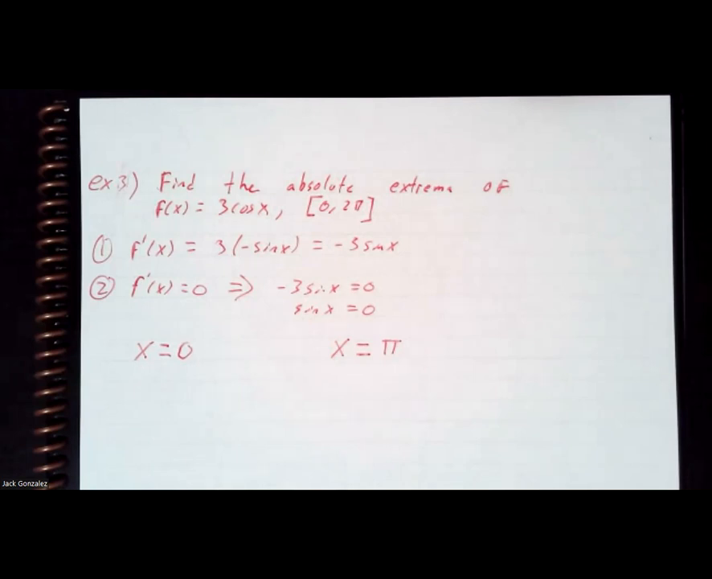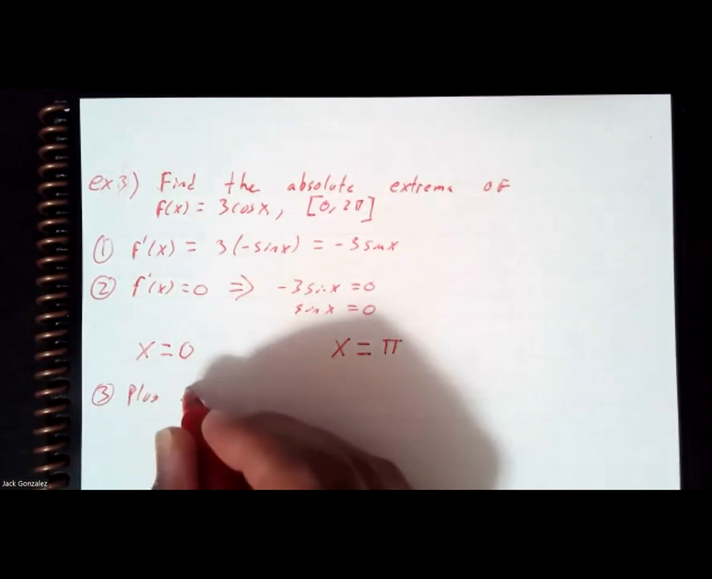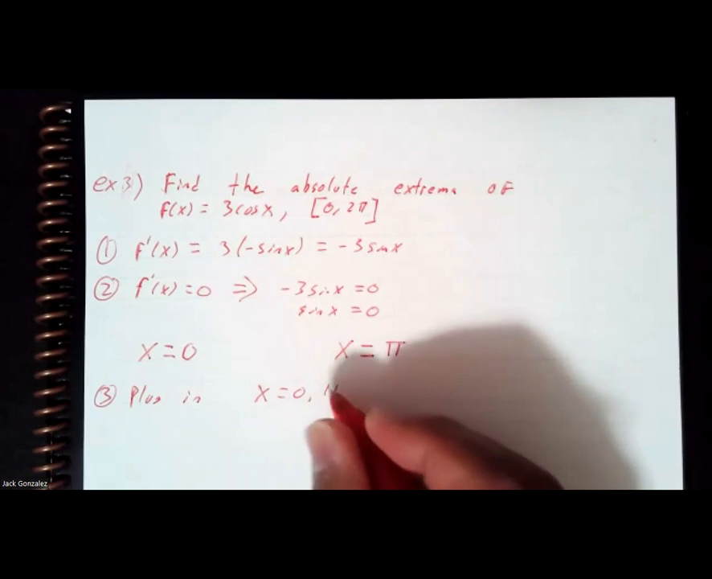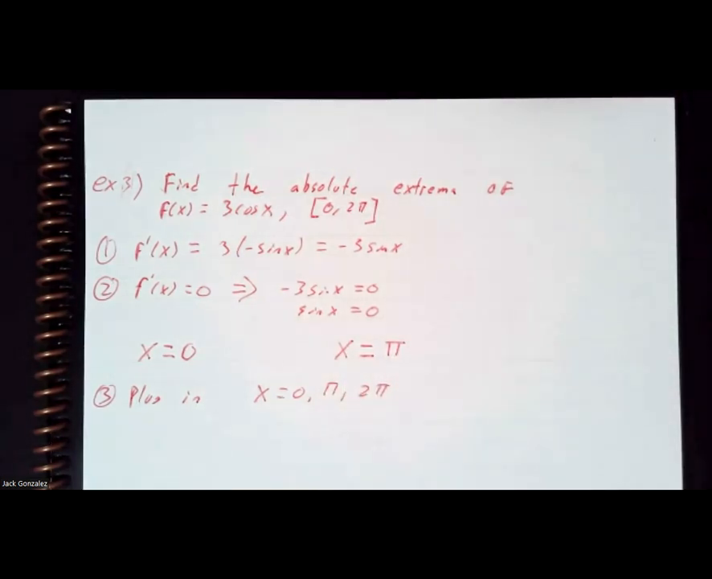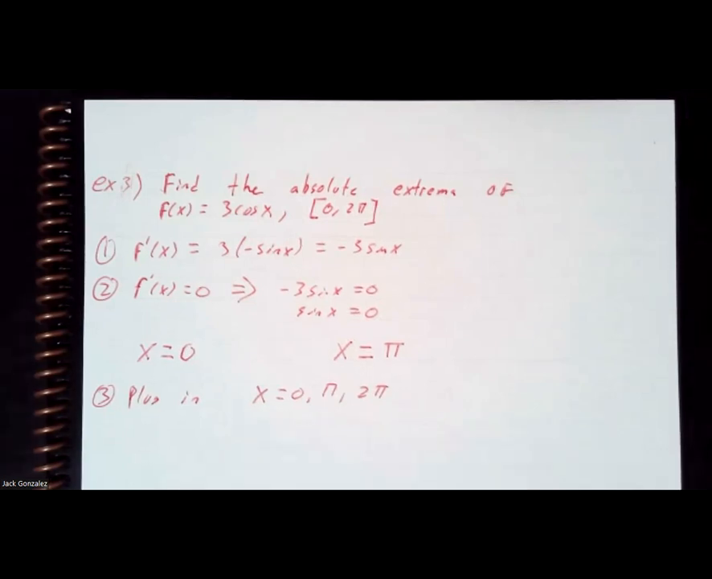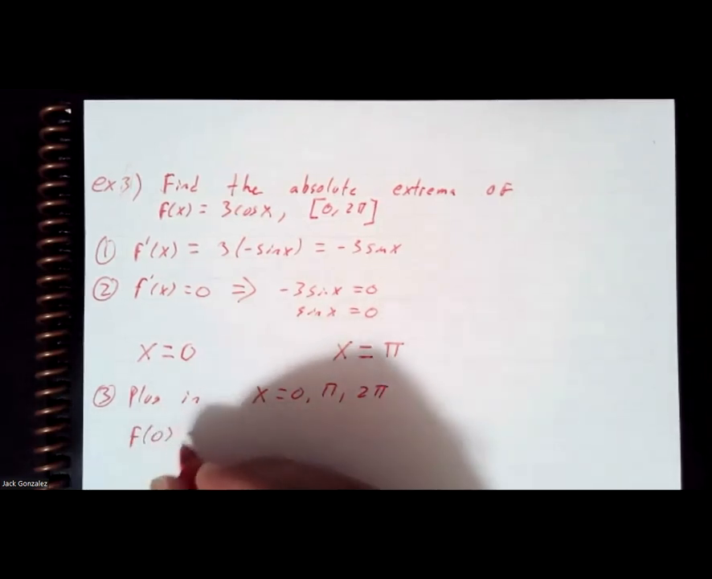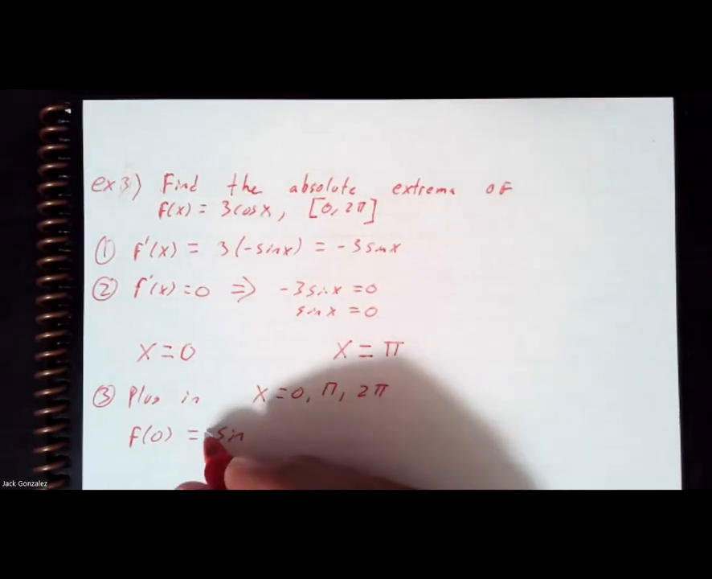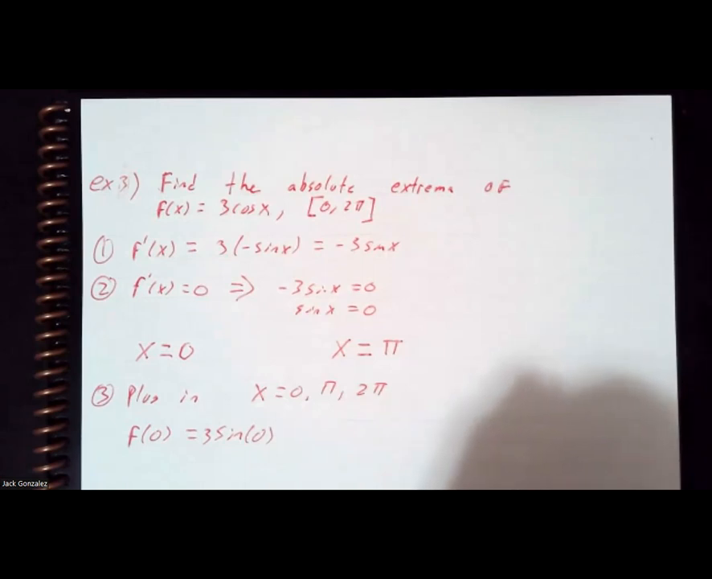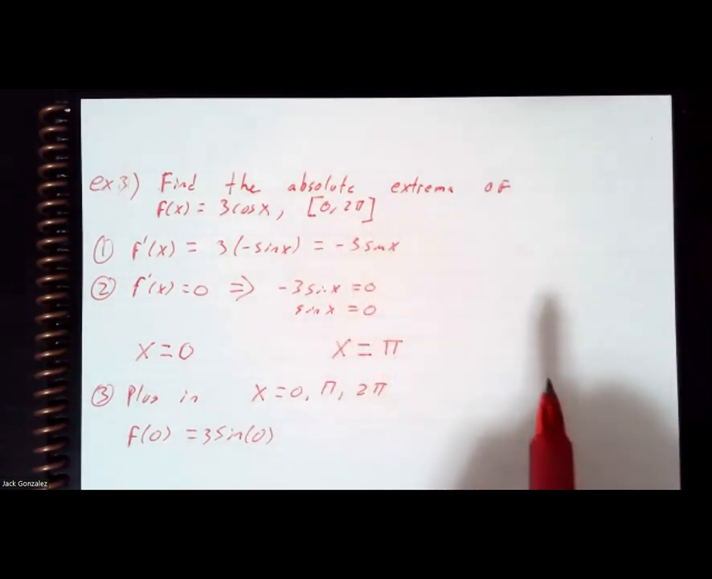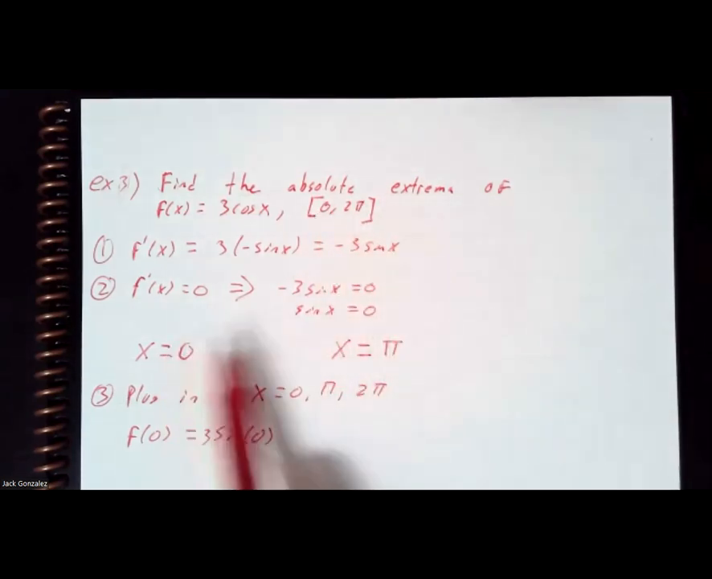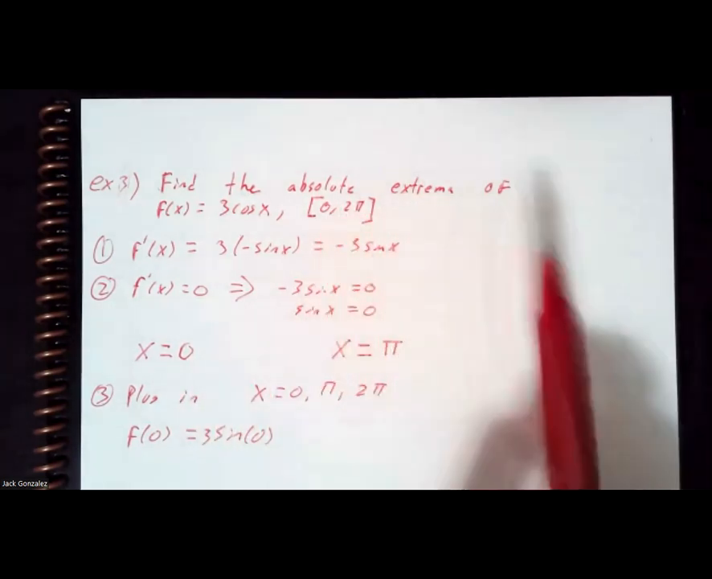So now do the same thing as before. Step 3: plug in x equal to 0, pi, and 2 pi. Just plug them in and see what's bigger, what's smaller. A quick question: where did we get the 2 pi from? From the endpoints. So we take the endpoints and the critical numbers. It just turned out that this critical number was also an endpoint, so we only have 3.